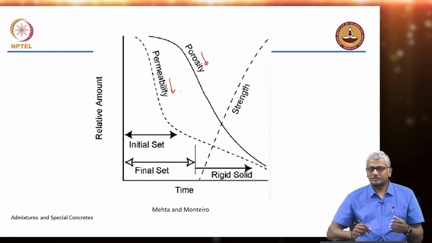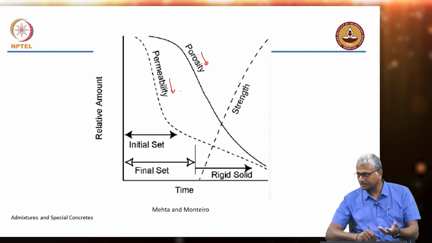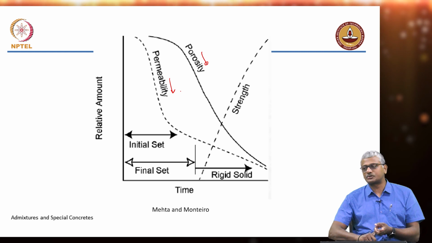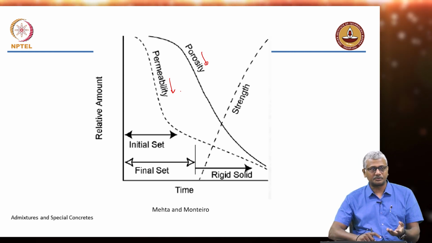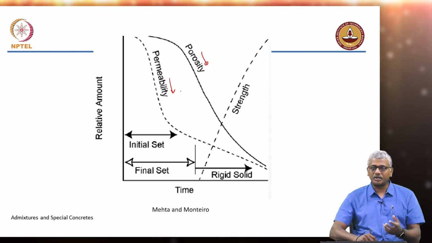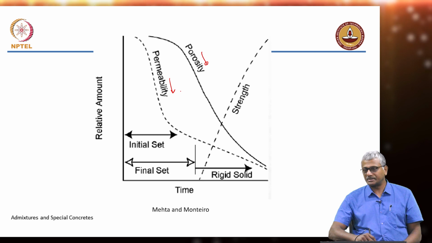Why? Because the connection of the porosity also is reduced. With more hydration, porosity reduces and the connectivity of the porosity also reduces. That is why permeability goes down. This is the reason why we do curing. We want to do curing to ensure that the porosity and permeability reduce in the system.